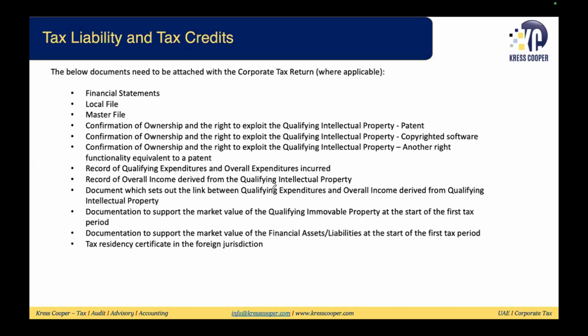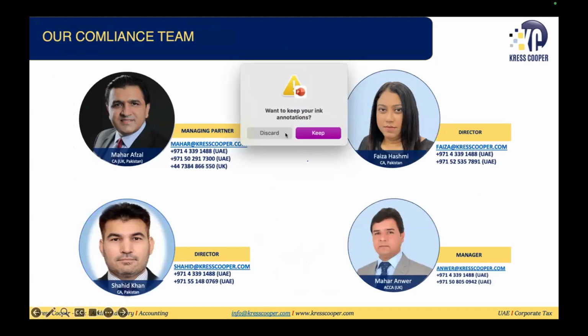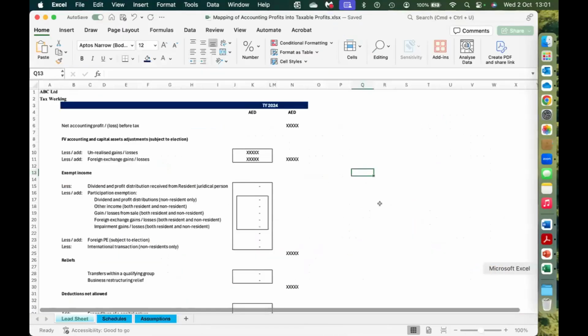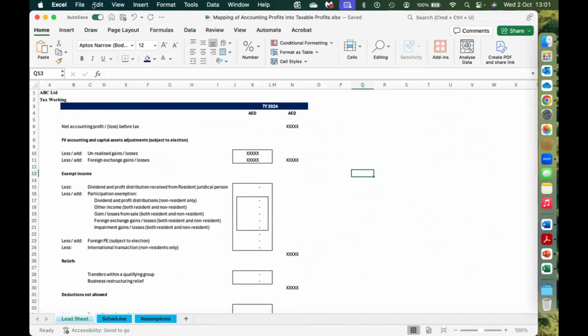I think time is over, but still I'll take your 10 minutes, not more than this. Apologies for this. So we will go through whatever we have discussed. This is a template of the FTA. I will go through it. Simply, I have prepared one Excel file for you. I think it will be quite helpful for you.